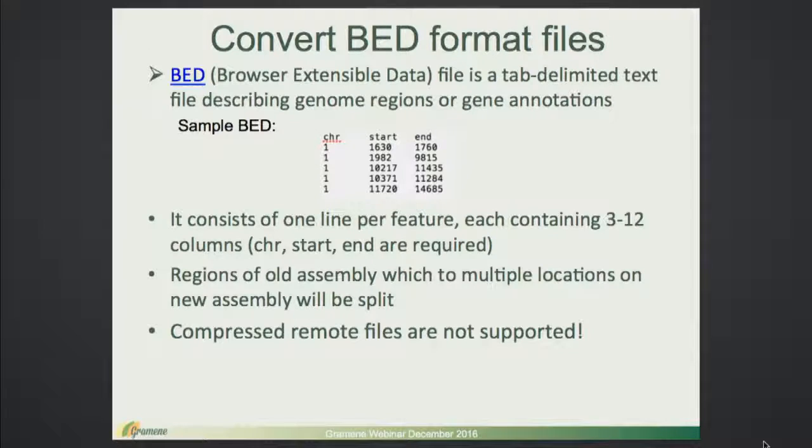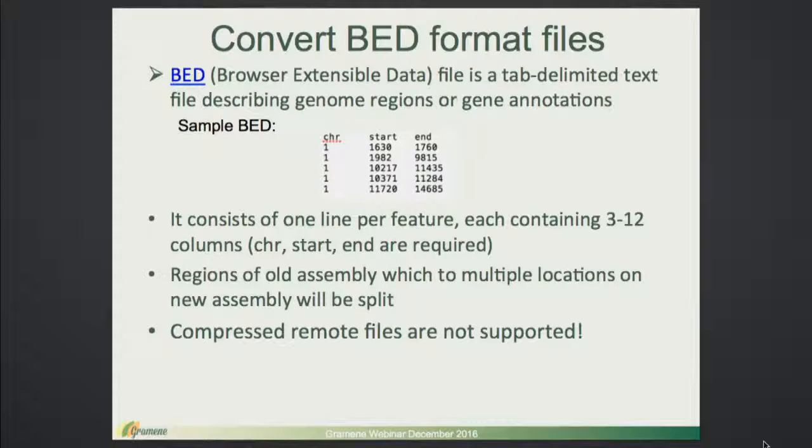The next one is the BED file format. BED is also a browser extensible data file format. It's a tab-delimited one. Again, it describes genome regions and gene annotations. A BED file can comprise a minimum of 3 columns, and it can extend up to 12 columns. But just to get it working, we can just specify the chromosome and the start and end coordinates.